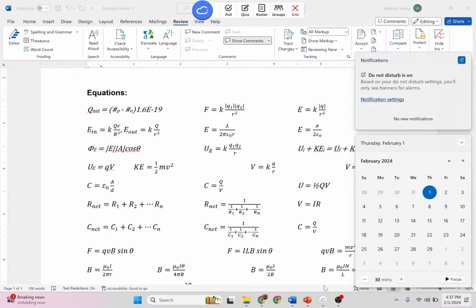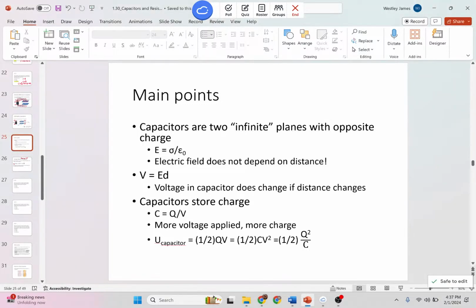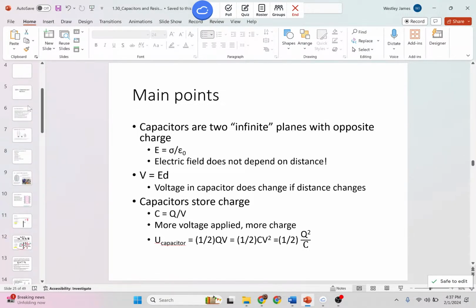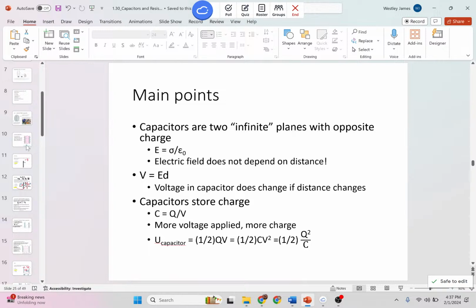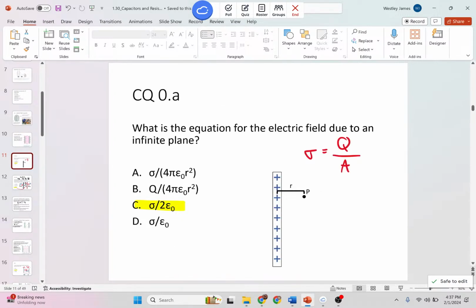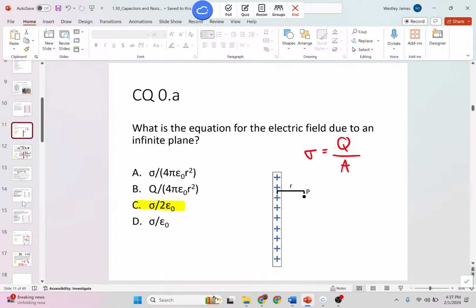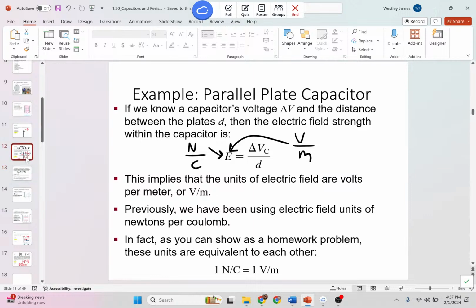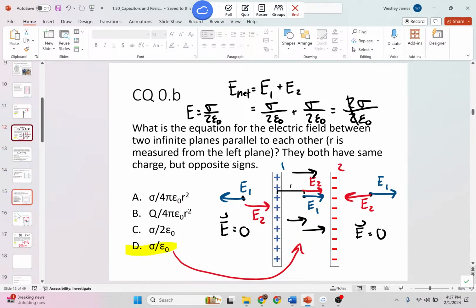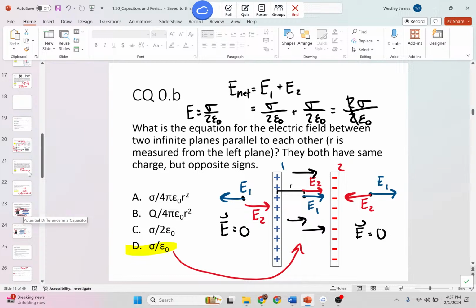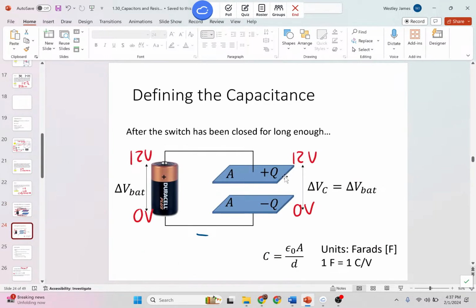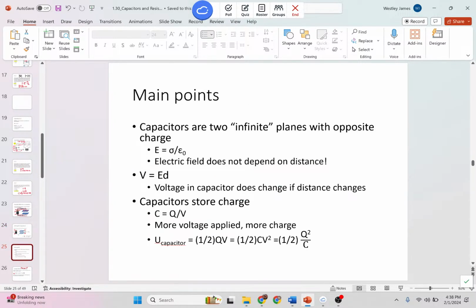All right. So last class, we talked about capacitors. We took an infinite plane, and we said, hey, infinite plane, what's the electric field due to that? And it was sigma over 2 epsilon naught. We then said, hey, if we put two of them with opposite charge, what's the electric field due to that? And it's sigma over epsilon naught, and we said, hey, that's a capacitor. So these capacitors are basically just two planes with opposite charge, and they just store a bunch of charge. So these two planes store a bunch of charge.